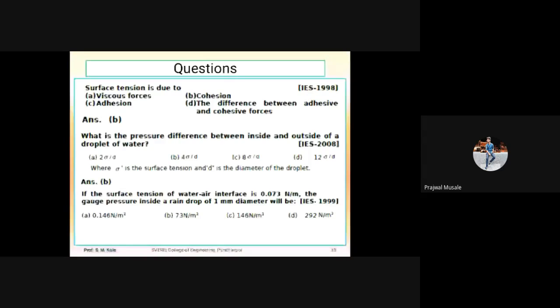As they have mentioned a raindrop, a raindrop is nothing but an example of a liquid droplet, not a soap bubble. So you have to use the formula for a liquid droplet. The important thing is you have to do the unit conversion. Unit conversion is an important factor. Calculate the answer.